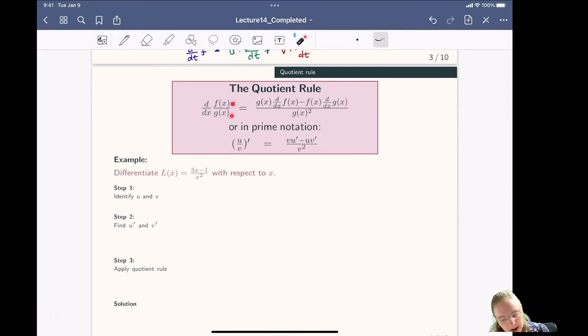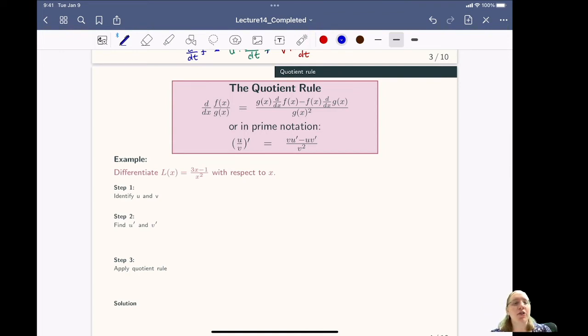of x divided by g of x. This, once again, is g of x d by dx of f of x minus f of x d by dx of g of x, the derivative in the denominator. So it's low d high minus high d low, all over the square of what's below. This is how you would write it in prime notation. So let's see how this plays out.